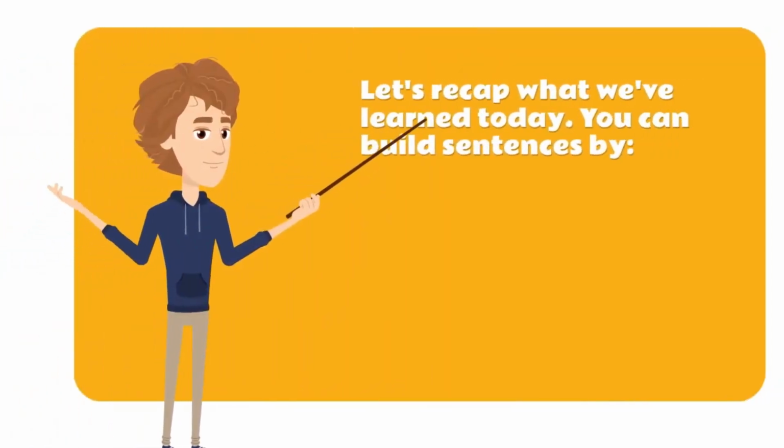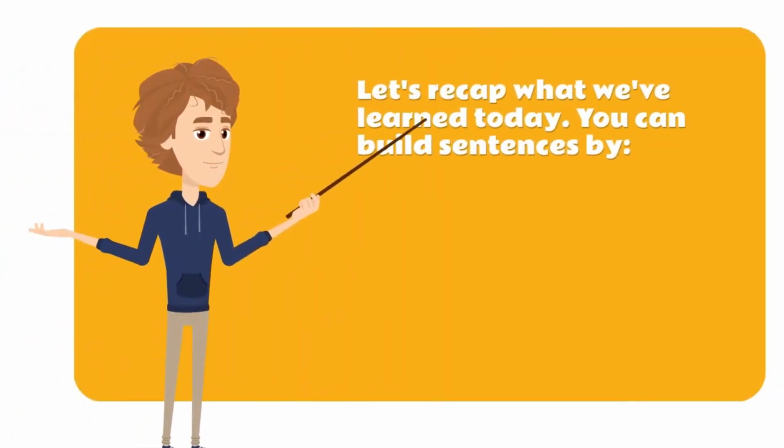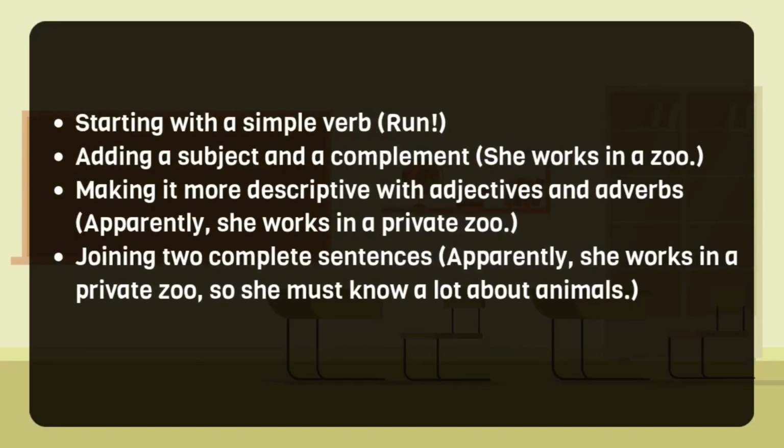A quick review. Let's recap what we've learned today. You can build sentences by starting with a simple verb, run, adding a subject and a complement, she works in a zoo, making it more descriptive with adjectives and adverbs, apparently she works in a private zoo, joining two complete sentences, apparently she works in a private zoo, so she must know a lot about animals.